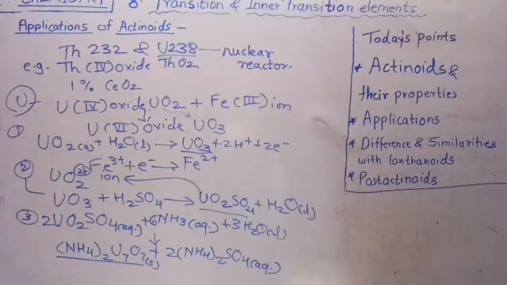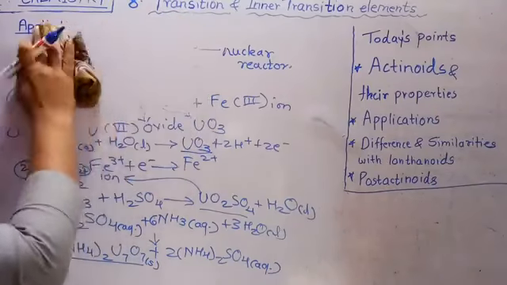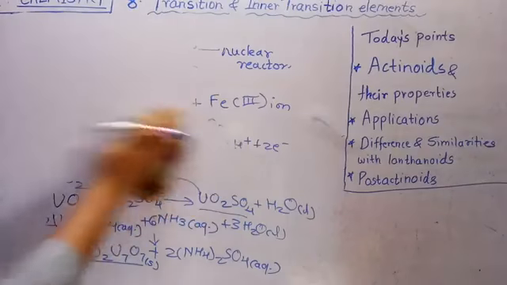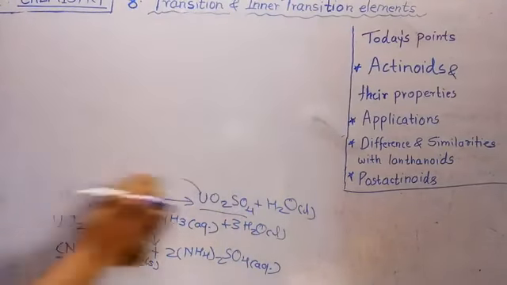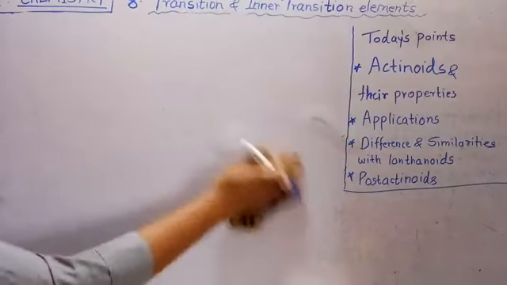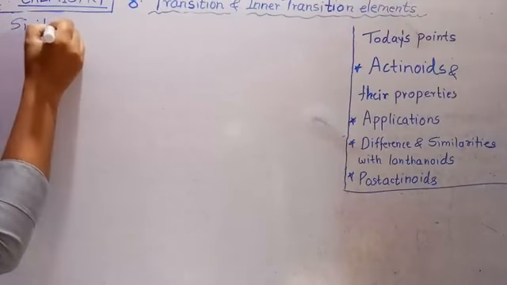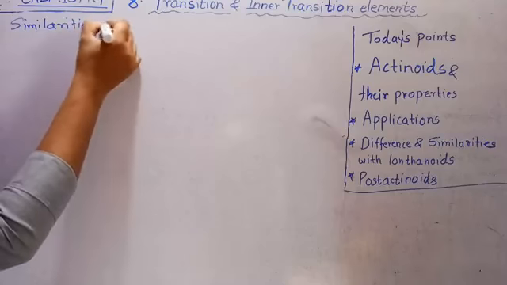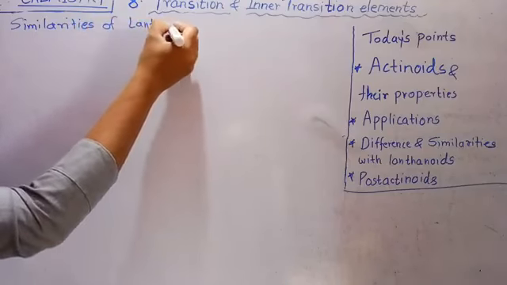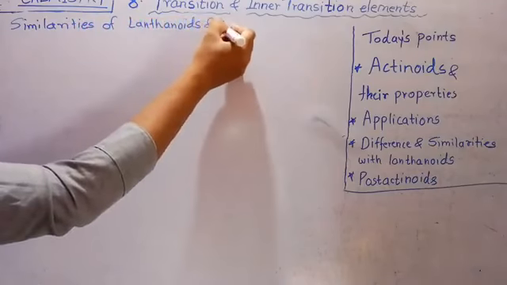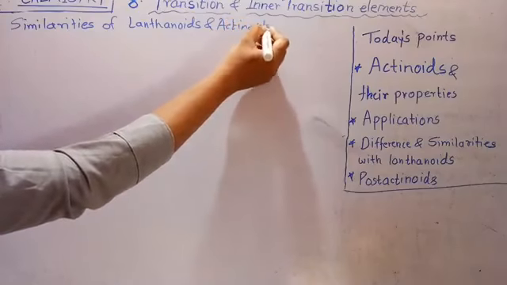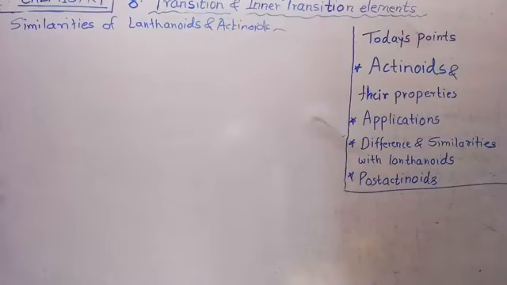Then there is the next topic. There are 2 series of inner transition elements. The first series is lanthanoids and the second series is actinoids. There are some similarities between these 2 series and there are some differences between these 2 series. First we are talking about the similarities of lanthanoids and actinoids. Okay? Then first, which are the similarities between both?